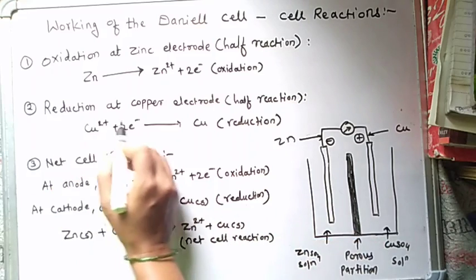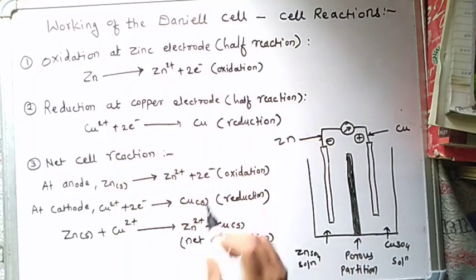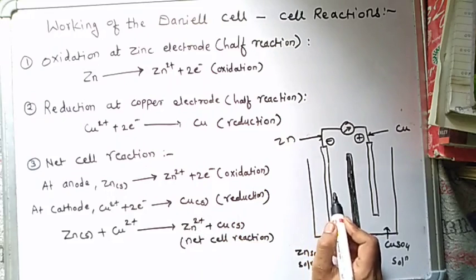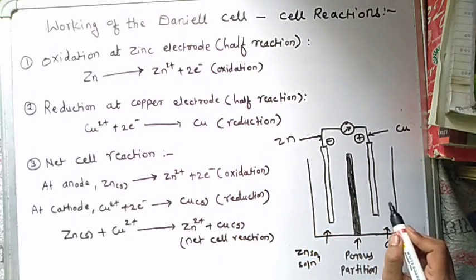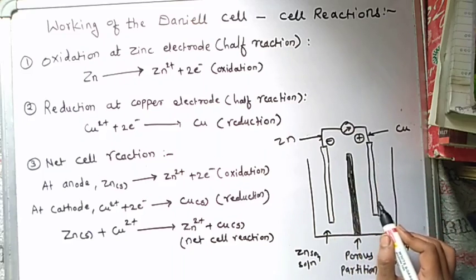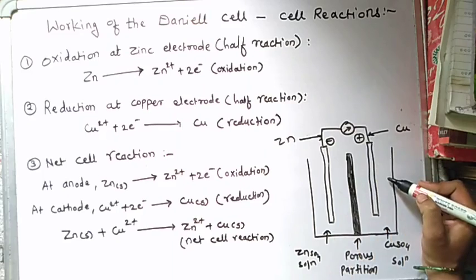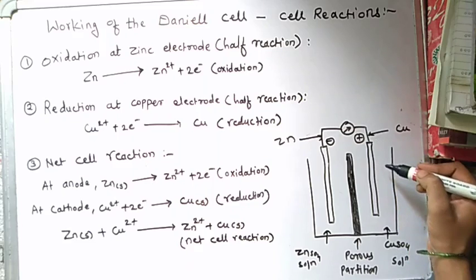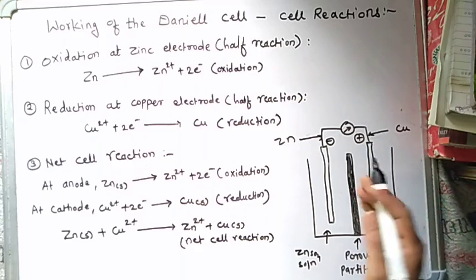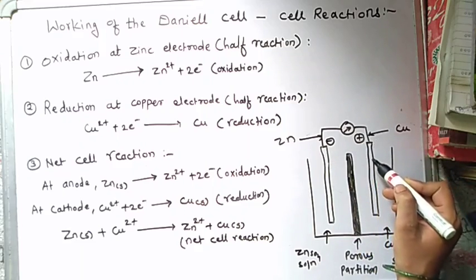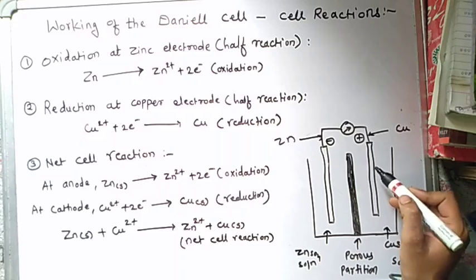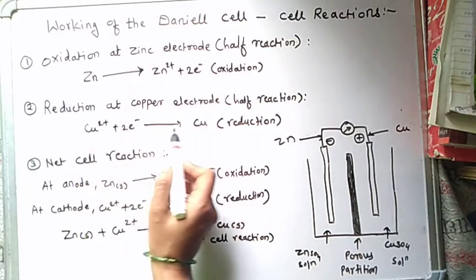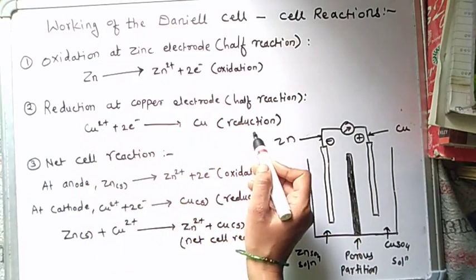The second one is the reduction at the copper electrode, the half reaction. In this reaction, the liberated electrons at the zinc electrode travel towards the copper through the external circuit. There, the Cu2+ ions in the copper sulfate solution go and get deposited on the copper rod and get discharged by taking electrons coming from the zinc rod. This is the process of reduction, that is Cu2+ plus 2 electrons gives Cu. This is the reduction process.